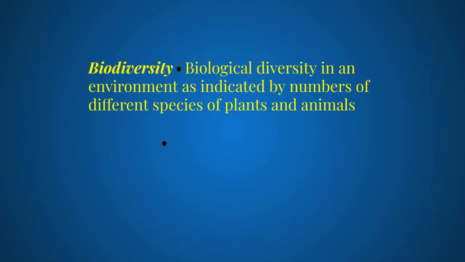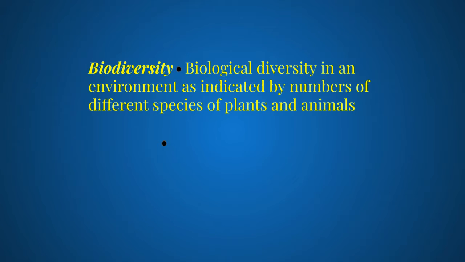To start off, let's talk about what biodiversity means. Biodiversity: biological diversity in an environment as indicated by numbers of different species of plants and animals. Let's make this simple. Biodiversity is when many different types of organisms live together.